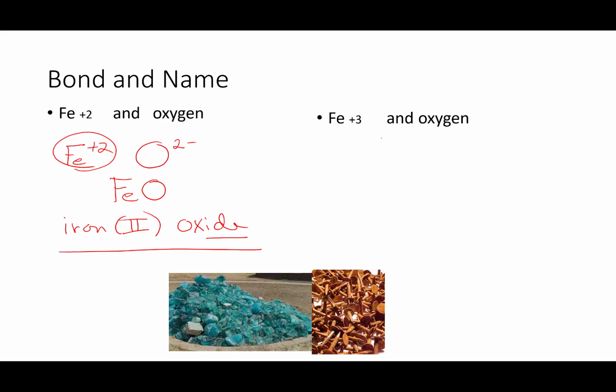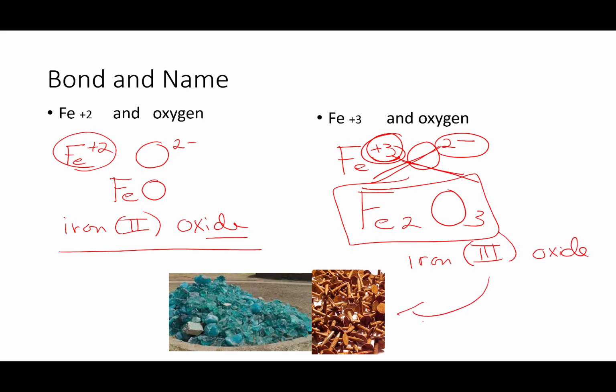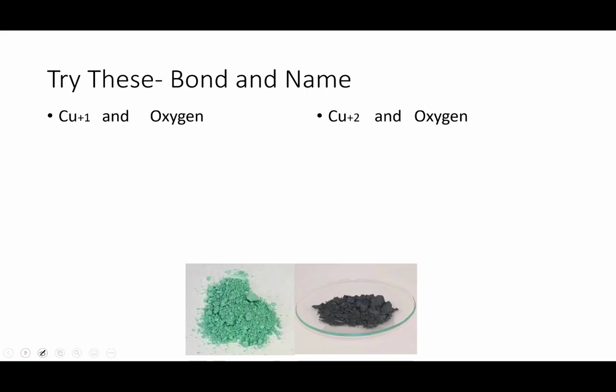If iron 3 bonds with oxygen, it would be iron 3 and oxygen, again, -2. This time they're not the same, so we crisscross. Fe, the 2 comes down, O, the 3 comes over, Fe2O3, and the name would be iron 3, Roman numeral 3, to indicate that's the ion, and oxide. And I included a picture of iron 2 oxide, iron 3 oxide, because I really want to hit home this idea. They're not the same compound: different physical, different chemical properties, different chemical formula, different chemical name. So it's really important you get this right.